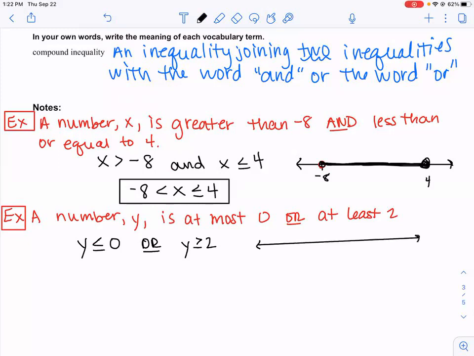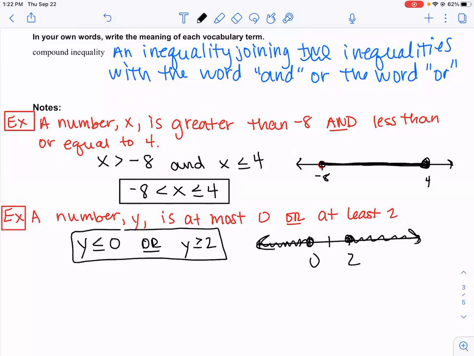so on our number line, at 0 and at 2, we're going to have closed dots, but they're going in opposite directions. I cannot squish my or statement together like we could our and statement. Okay. Because they're going in opposite directions.